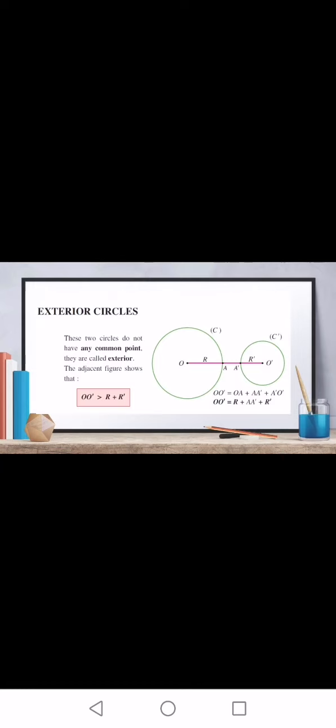Exterior circles. The first rule is about the exterior circles. As we see in this figure, these two circles don't have any common point. They are called exterior. As we see, the length of OO' is greater than the addition of the two radii. That means R, the radius of the first circle C, and R', the radius of C'. So OO' is greater than R plus R'.